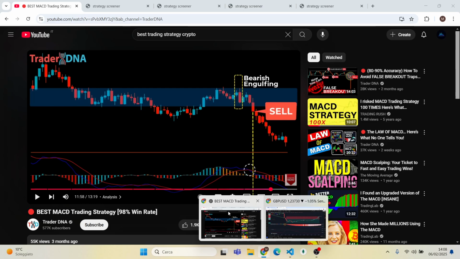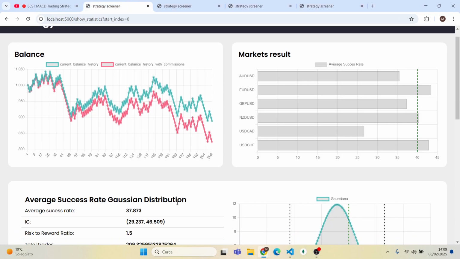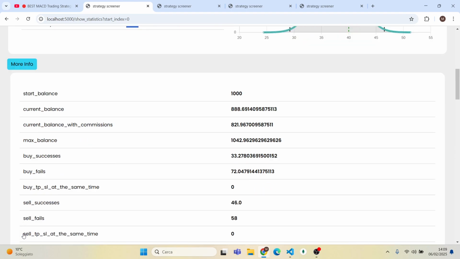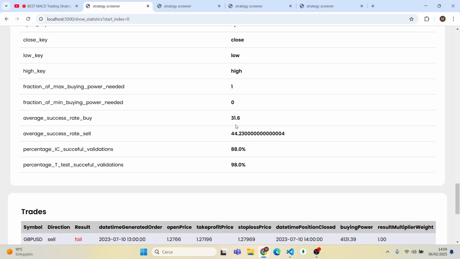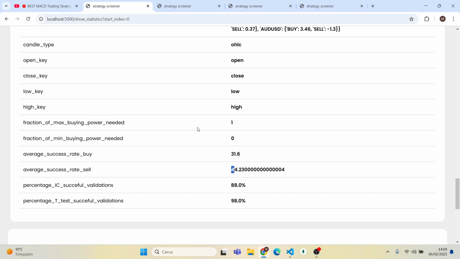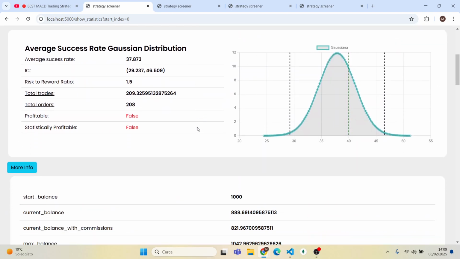Let me show you the default result of this strategy. As you can see, 37 is the average success rate on the trend dataset. The number of trades is really low. It's not profitable. It's not statistically profitable. Very bad results. Let's check also the average success rate in buy and sell. And look here. Average success rate in buy 31 and in sell 44. It's higher on sell. Maybe this could be a criteria to improve the strategy. We will see it later.